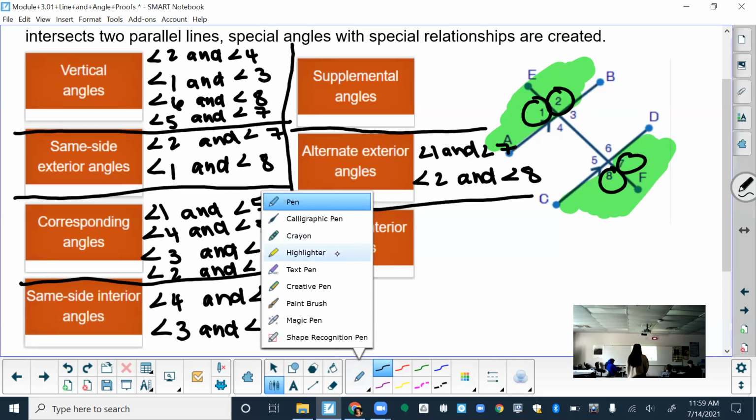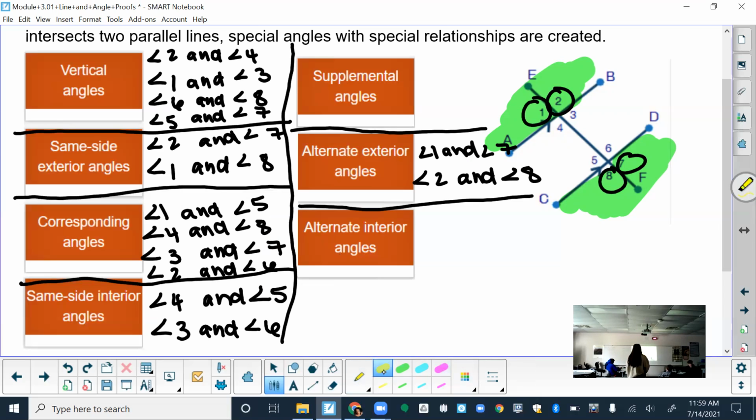All right, so now we're going to look at the interior, so in between the parallel lines. And they're going to be on alternate sides, so opposite of same side. So an example would be angle 4 and angle 6. What would be the other example? All right, 3 and 5.